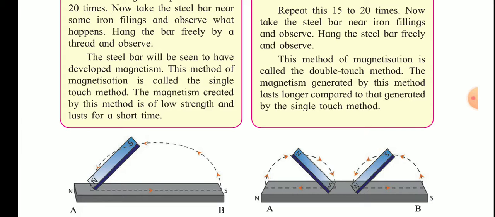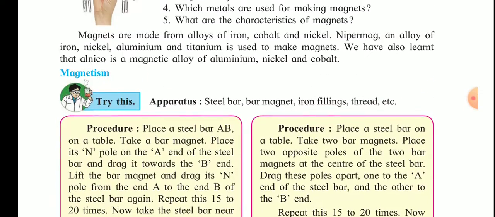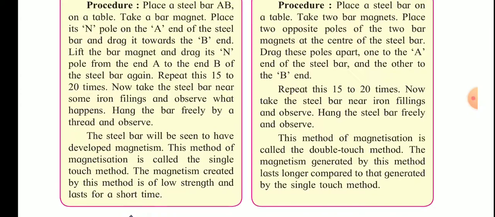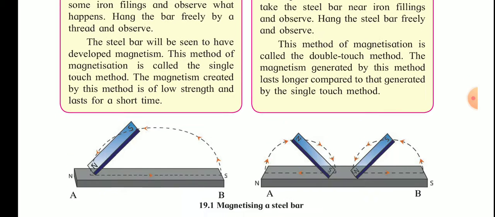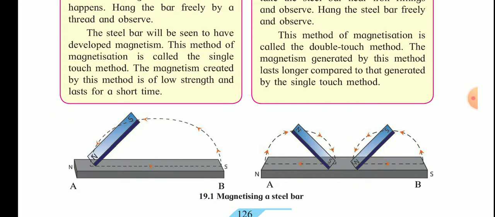Now this steel bar will attract the iron filings or iron articles and it will point in a north-south direction. In the same way, by the double touch method also you can create magnetism in a steel bar. Place a steel bar AB on the table and take two bar magnets. Take the south pole of one bar magnet and the north pole of another bar magnet. Place both bar magnets at the center and move them in opposite directions towards A and B in a circular way, as shown by the arrows in the figure.